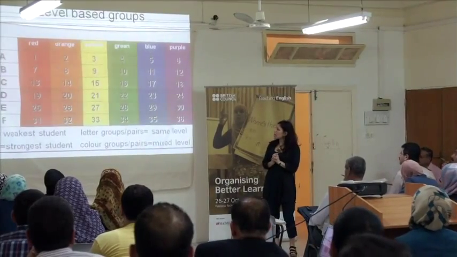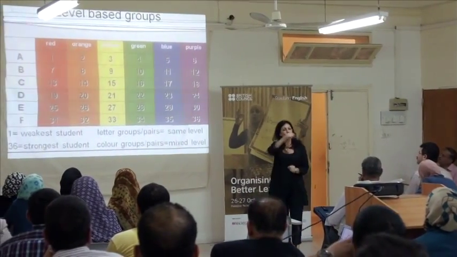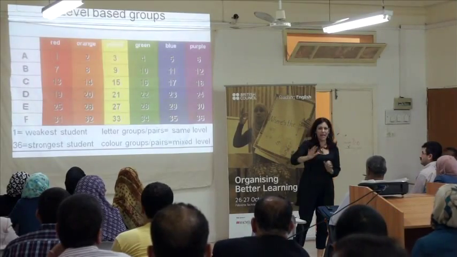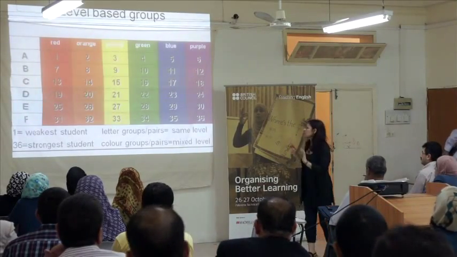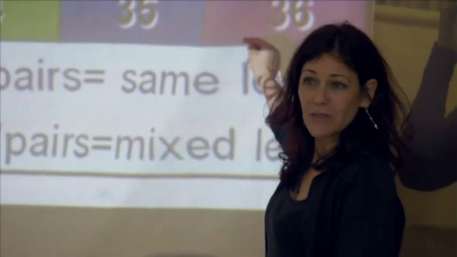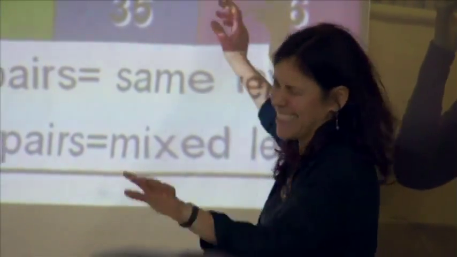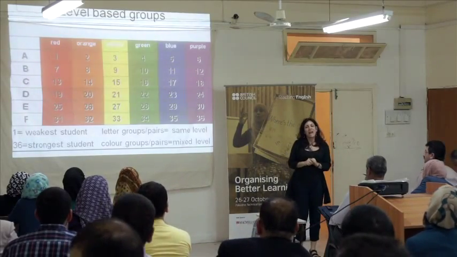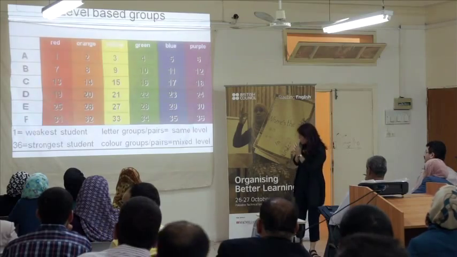Let me explain how it works. In your classrooms, do your students sit in rows? Yes, they do. Okay. Now, imagine this is your classroom and you have 36 students. Or 39, or whatever. Average class, 36. Now, this is a very interesting technique.